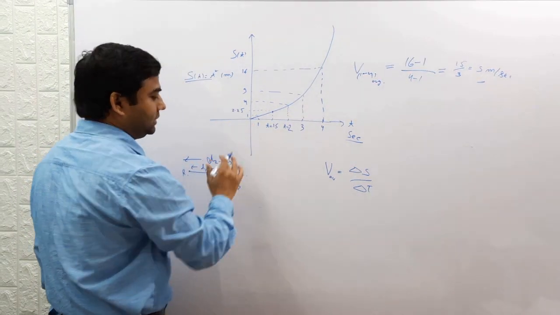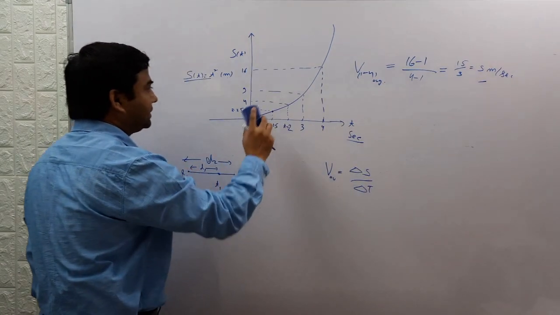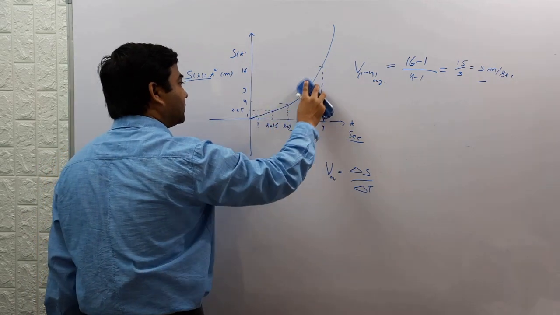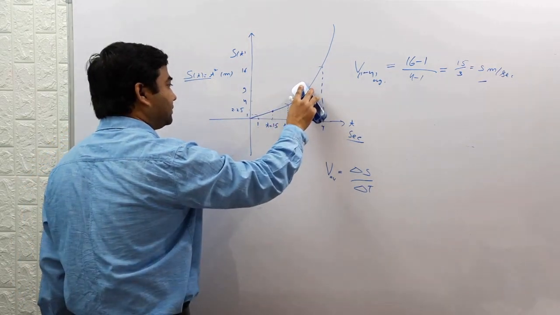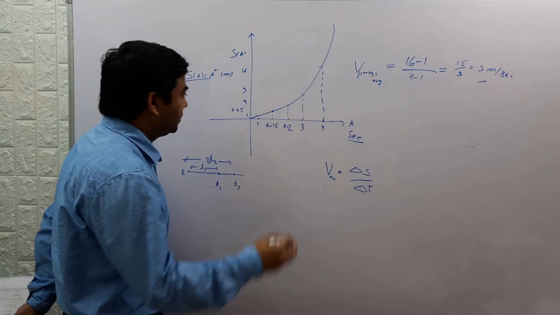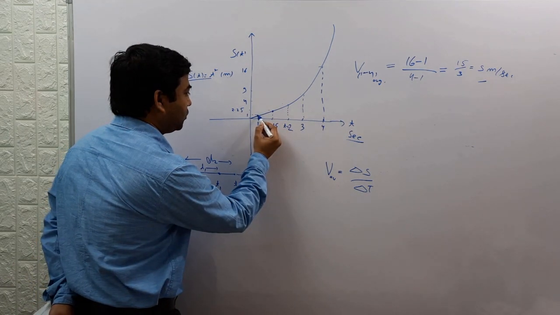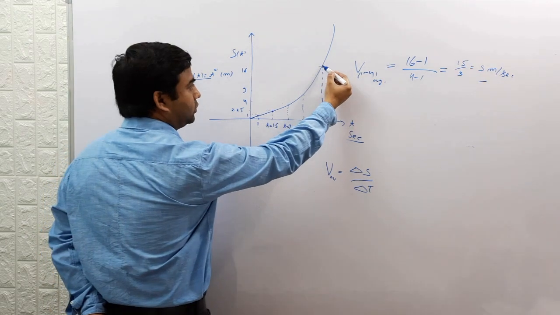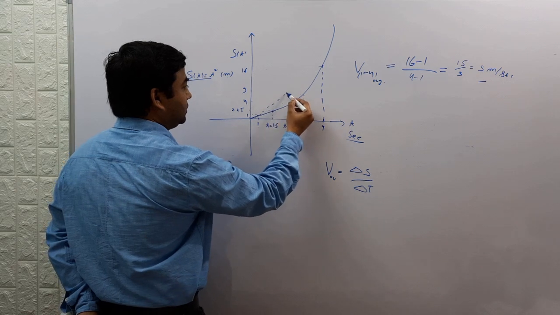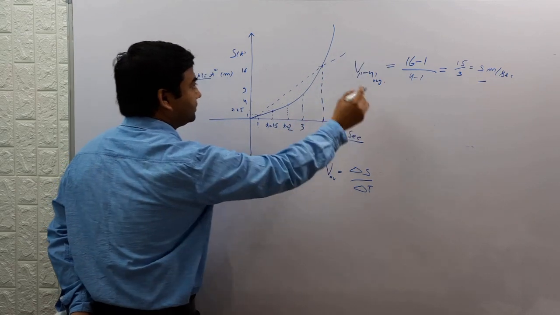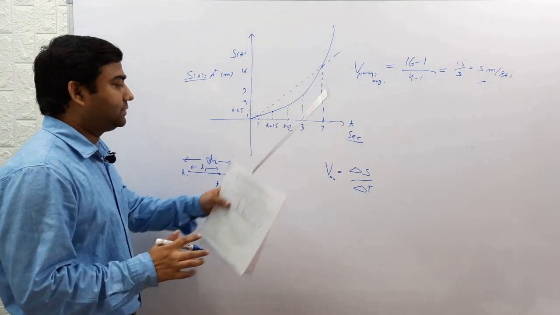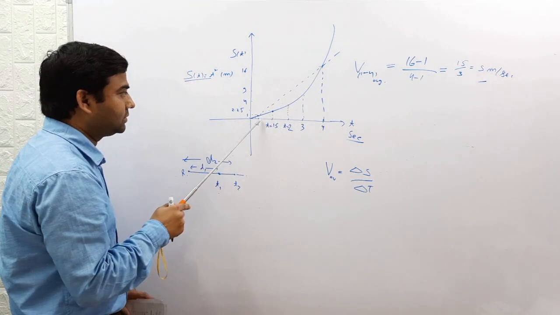So geometrically, let me make this less congested. Geometrically, you can join these 2 points. The t equal to 1 point is this, the t equal to 4 point is this. So join these 2 points by a secant. By this secant. Now this is a line.